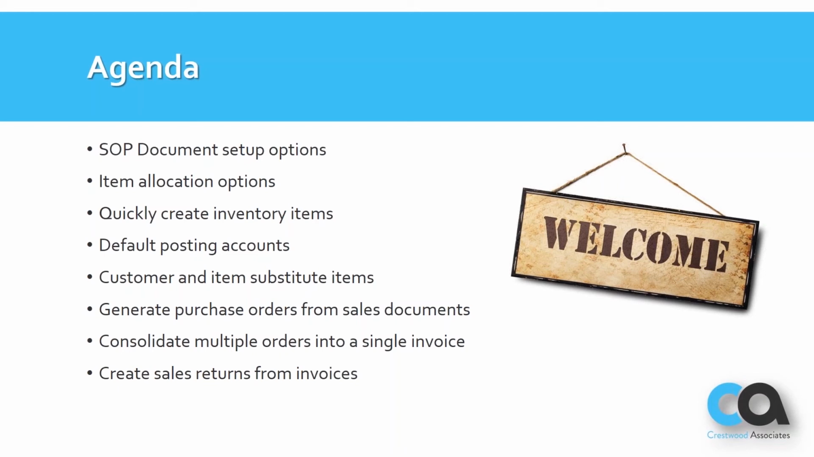So we'll look at how to quickly create inventory items and then tie that into how they relate to their default posting accounts. That can also be a stumbling block for a lot of users, so we'll want to clarify the default accounts. And then we'll look at how we can use substitute items at both the customer and the item level and understand the difference. And then we'll look into how you can generate purchase orders directly from sales orders when you don't have that inventory on hand. So that's a big time saver there.